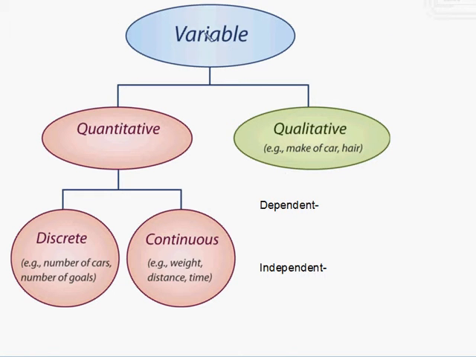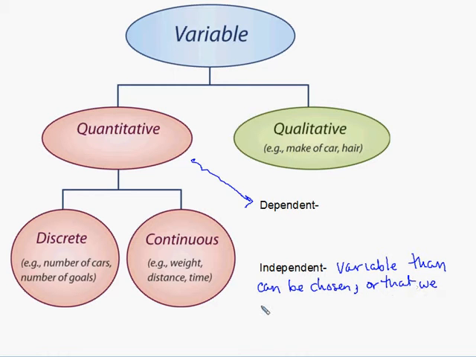Okay. So here we have a graphic. We have variables, and they can be either quantitative or qualitative. If they're quantitative, they can be discrete or continuous, and we can have dependent and independent. Okay, the independent variable is the variable that can be chosen or that we have no control over. For example, like time. Time is going to pass. There's nothing we can do about it. Or variables that we can choose.